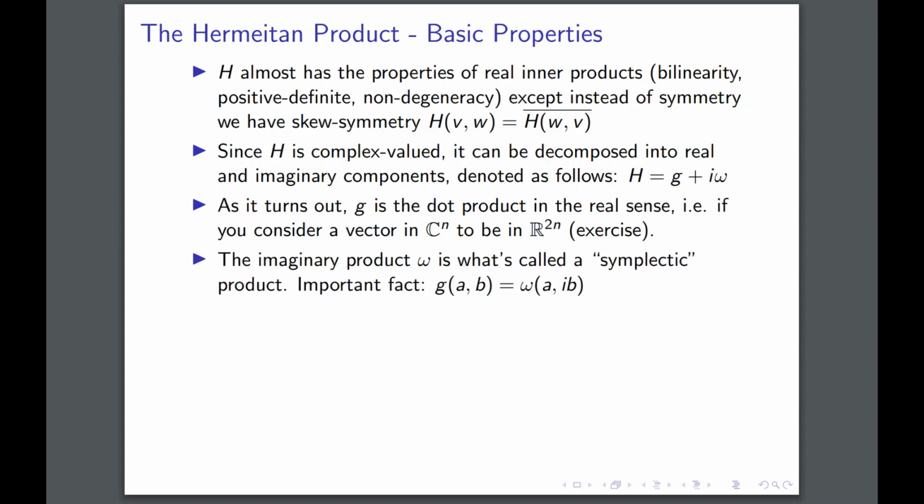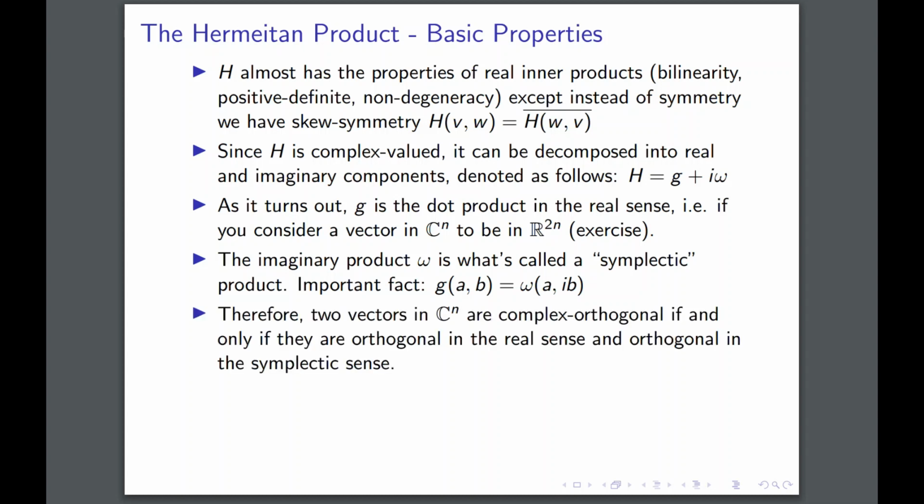And the imaginary product is what's called a symplectic product, and there is an entire field of geometry dedicated to studying spaces with this kind of structure endowed upon it. And an important fact, a very simple fact to show, is that omega of A times IB is the same as G of A times B.